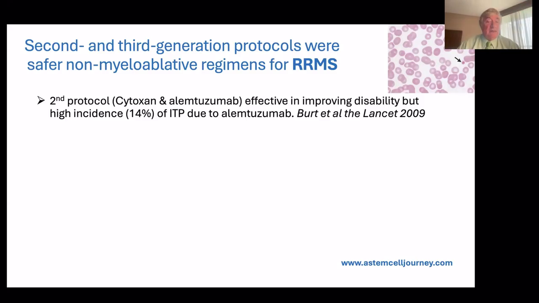And it was very effective in improving disability, which no DMT does. No DMT reverses disability. This did. But we had a high incidence of ITP, idiopathic thrombocytopenic purpura, 14% within the first 2 years. And that was due to the alemtuzumab. Although it was FDA approved, after we started using it, it got pulled off the market because neurologists using alemtuzumab had patients who got ITP, and some had died.